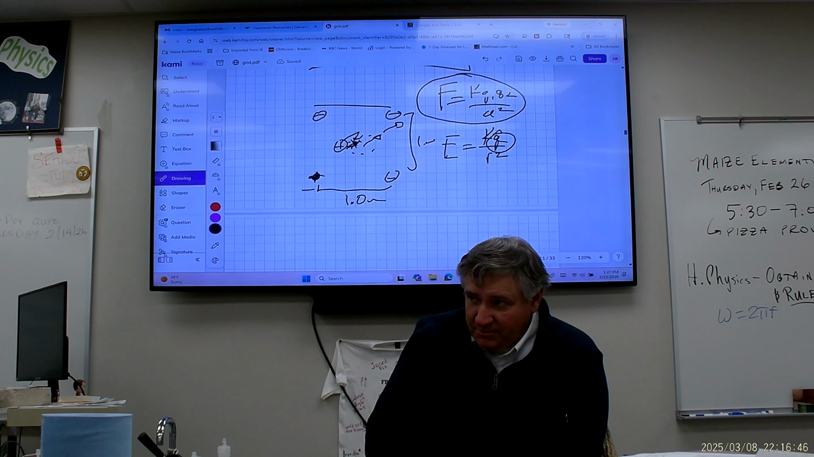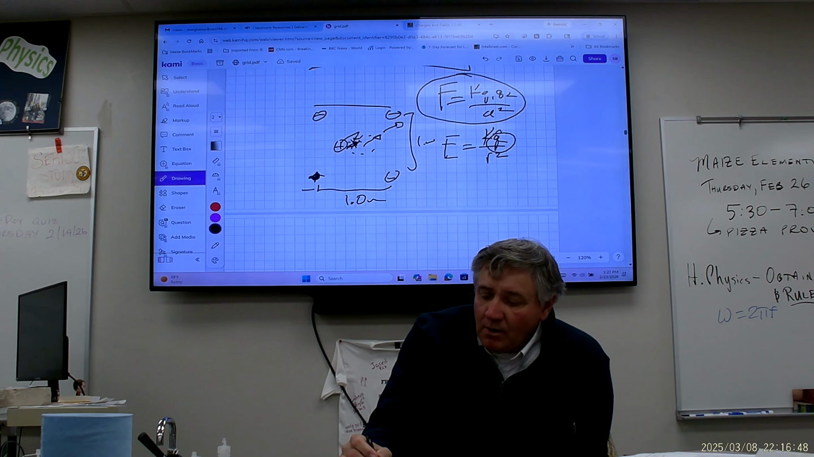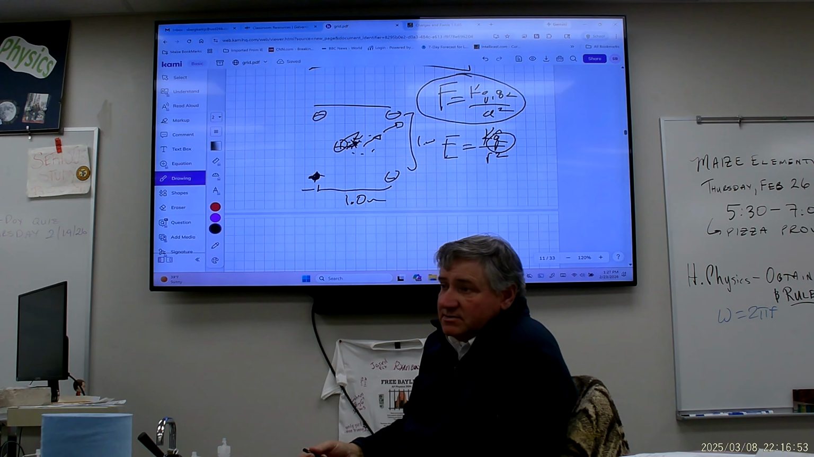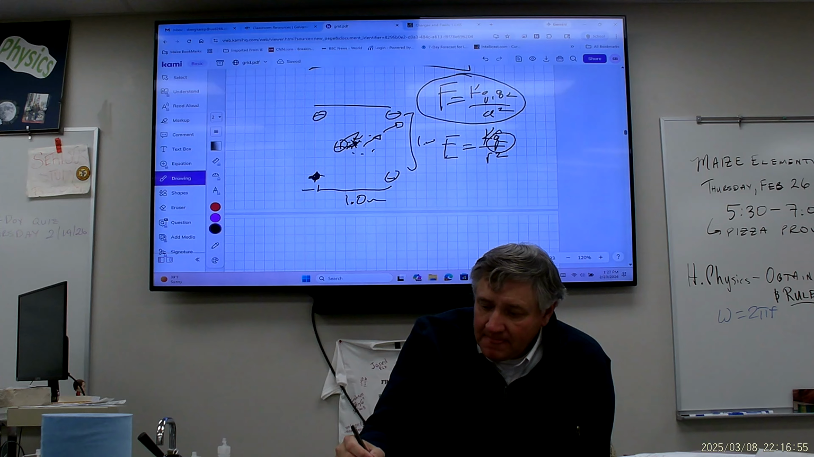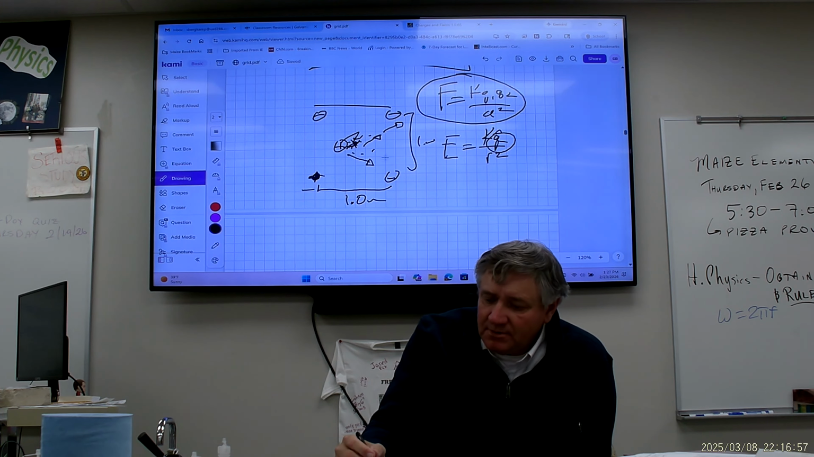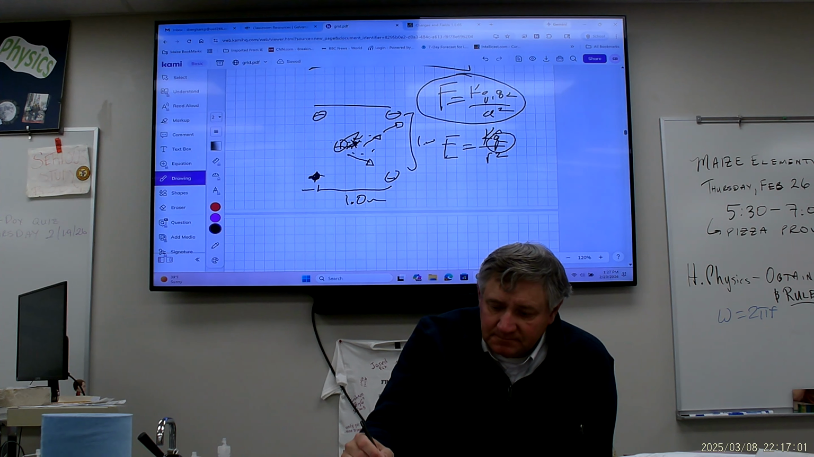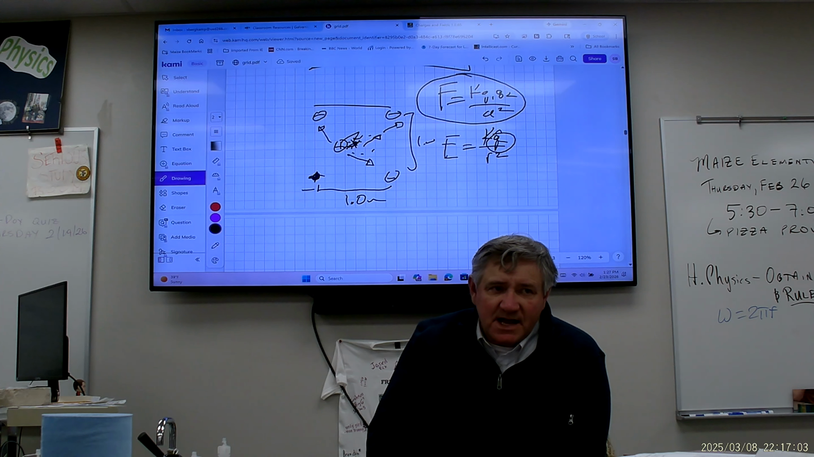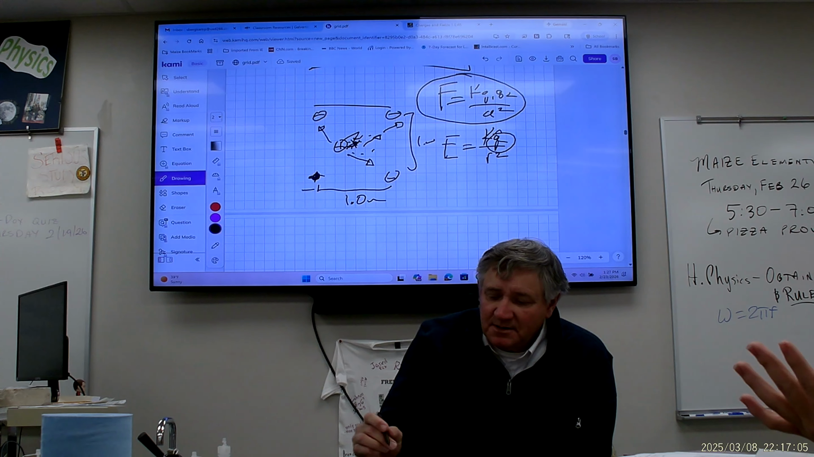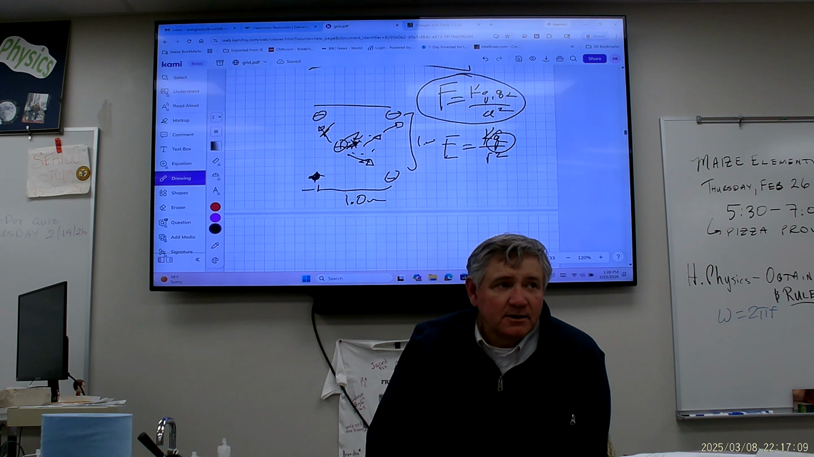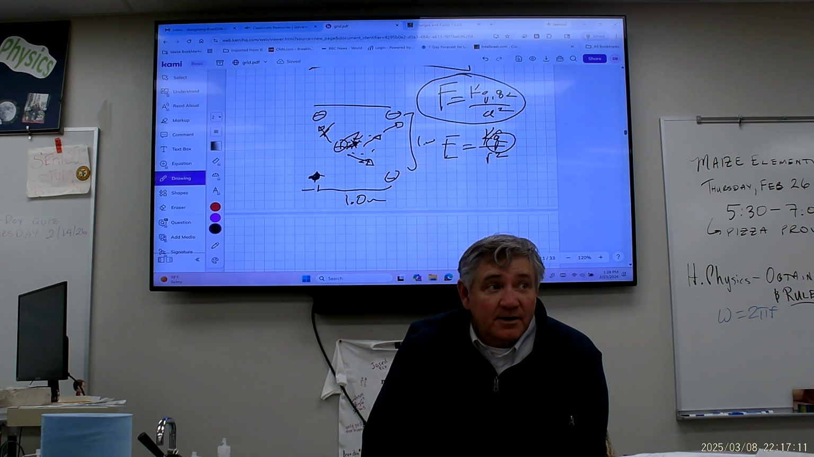Everybody cool with that? Now, what's that positive test charge going to feel from the negative charge in the bottom? Attraction. And what's it going to feel towards that other negative charge? So what do you think is going to happen to those two values? They cancel out. You don't have to worry about those.